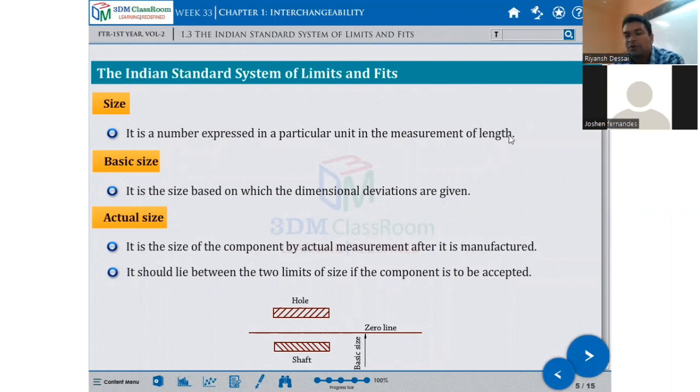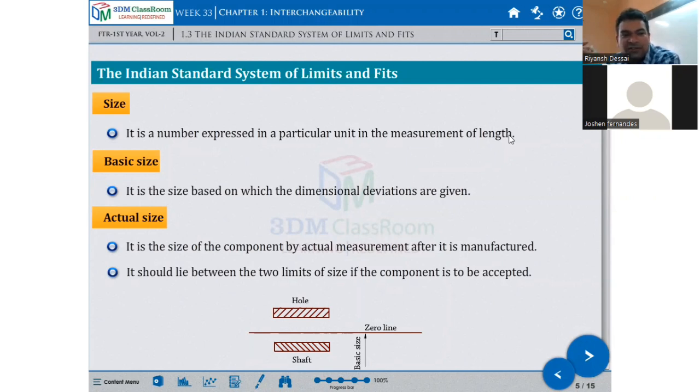This is very important. It has to be in a particular unit, in the measurement of length, like centimeter, millimeter, kilometer. The number must come with a unit: millimeter with millimeter, centimeter with centimeter. And length cannot be given in kgs. That is not possible. You have to give a unit. This basic thing is very important if you want to do the engineering language. It is a number expressed in a particular unit in the measurement of length.